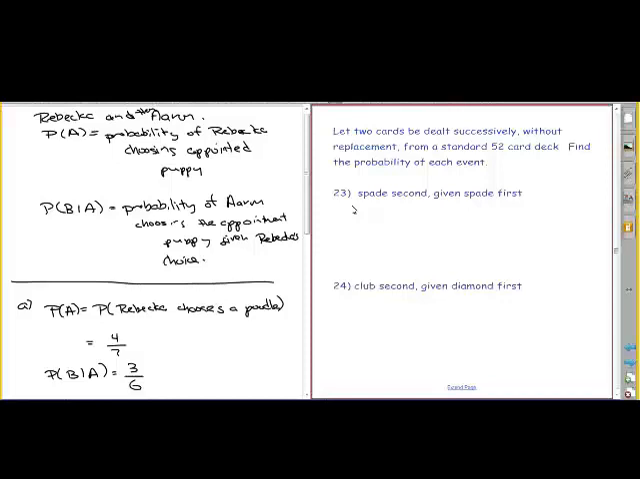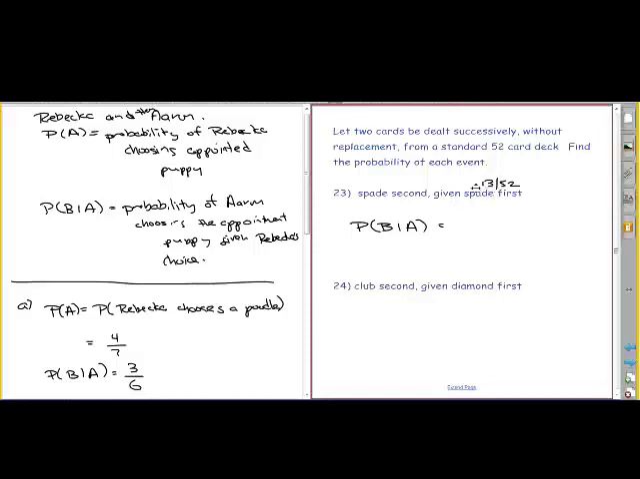So you could think of this problem as what's the probability of getting a spade, and then once you get a spade, what's the probability of getting another spade? Or you could just answer the question, what's the probability of getting a spade if you get a spade first? Okay. We'll answer the second question there. So this is conditional probability. We're asking what's the probability of event B happening given that event A has happened. So there are 13 spades. So to start with, the probability of picking a spade would be 13 out of 52.